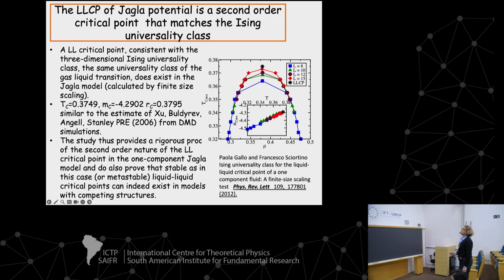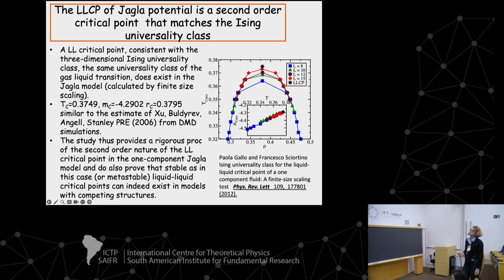Okay, so I did myself a test for a potential for water. This is a short-range ramp potential, the Jagla potential, that is able to reproduce many characteristics of water, although it's a single sphere. Water is modeled through this interaction. But this Jagla potential has many characteristics of the phase diagram of water, thermodynamic characteristics, and also the second-order critical point that matches the Ising universality class.